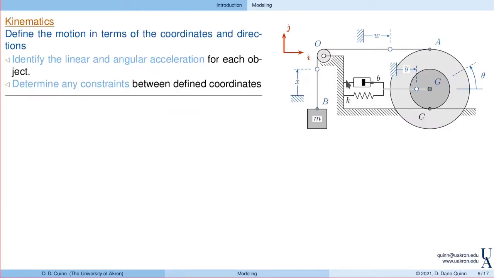Here they are again. These are all the coordinates. These are the directions. So I want to define the motion in terms of these coordinates and directions, so that I can apply the equations of motion. That means I need the linear and angular acceleration for each object. Let's think about the block first. The block actually doesn't rotate, so I don't need to worry about its angular rotation. But it does move up and down, so I need the linear acceleration.